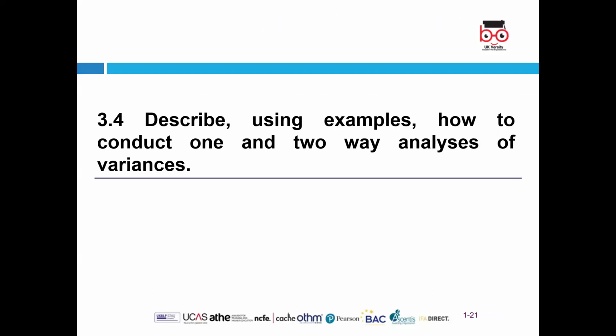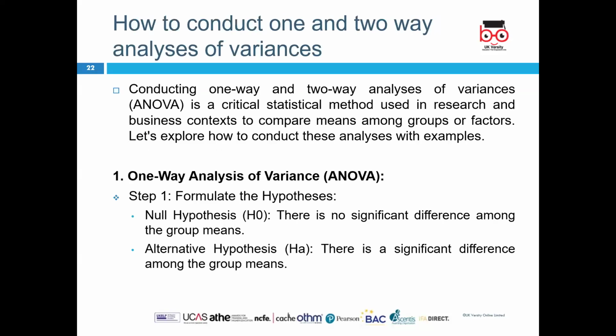So now we have studied Latin square. Next we look into how to conduct one and two-way analysis of variances, which is ANOVA. Conducting one and two-way analysis of variances, or ANOVA, is a critical statistical method used in research and business contexts to compare means among groups or factors. So how can we conduct these analyses with examples? First, one-way analysis of variance, or ANOVA.